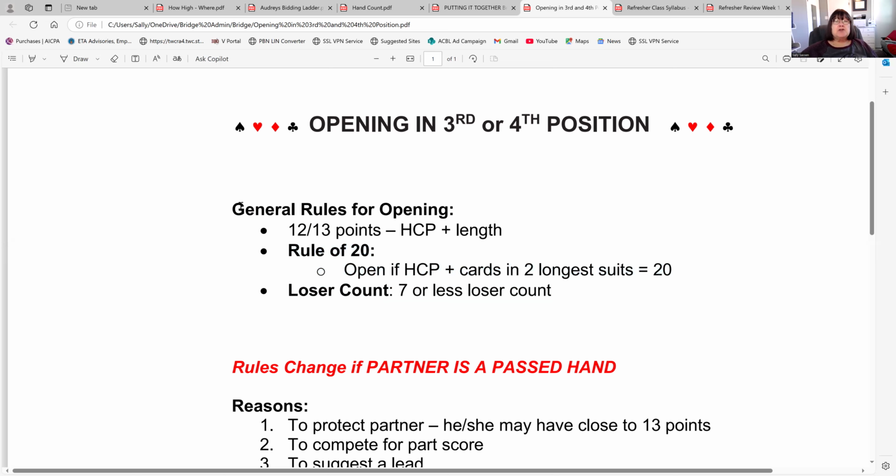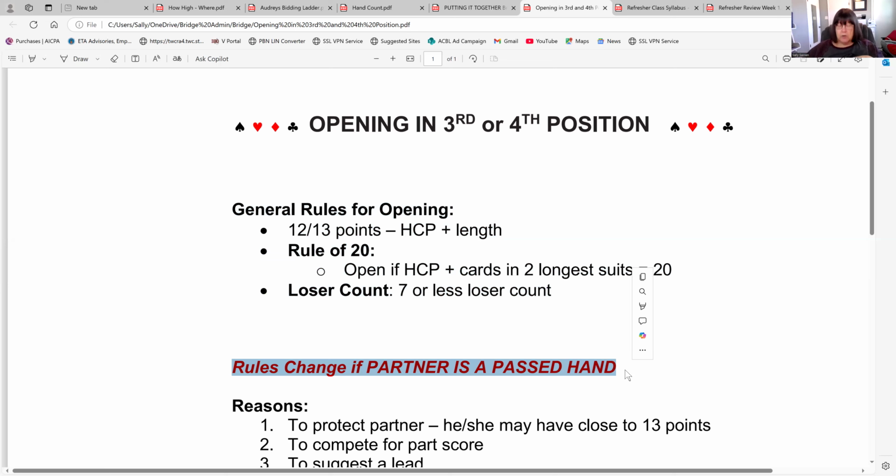Okay, so these are our general rules for when we open. With 13 or more points, definitely open in any position. Rule of 20: even if you have less than 13 points, if you make the rule of 20, definitely open in any position. But our rules change a little bit if we're in third or fourth position. The reason the rules change is because your partner has passed, so we already know your partner doesn't have an opening hand.